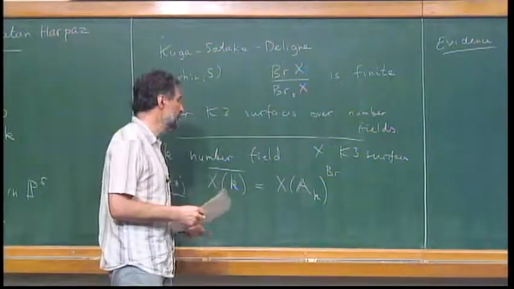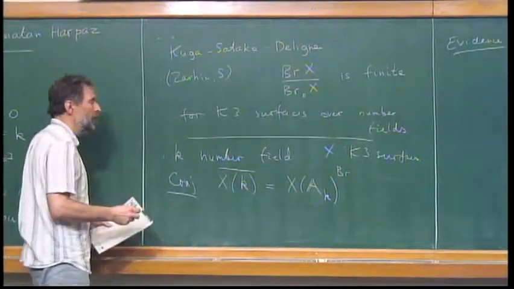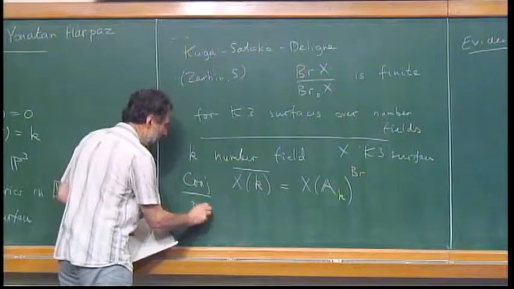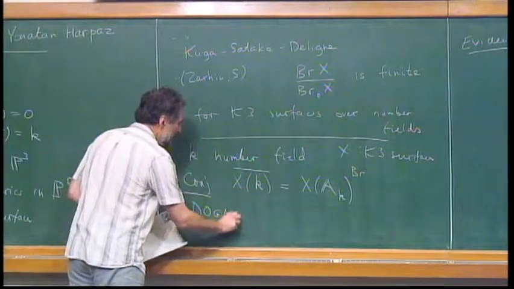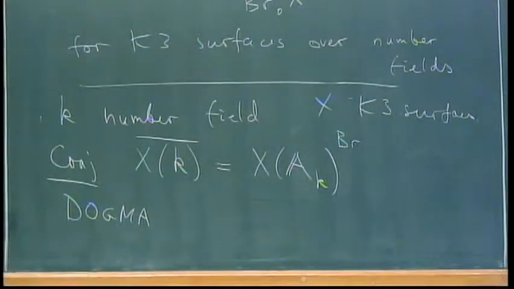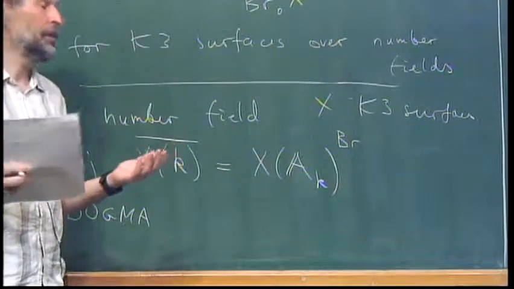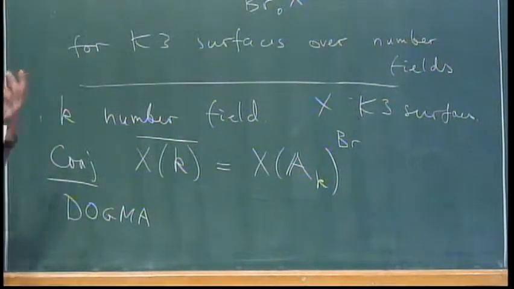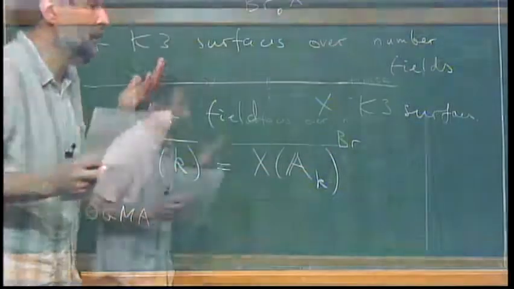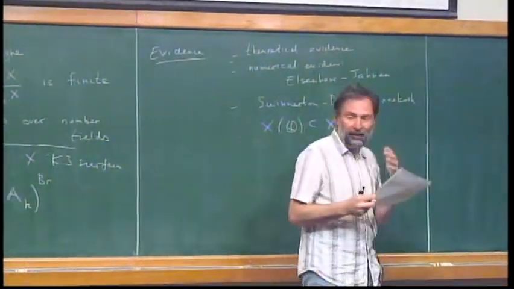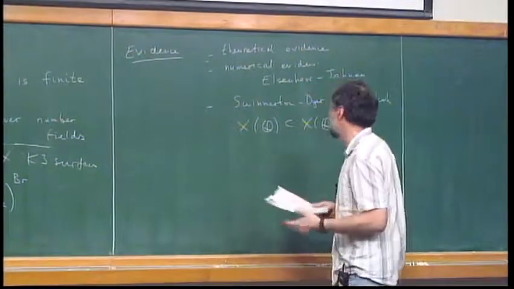But anyway, I heard from at least one colleague who referred to this conjecture as a dogma. So I guess the difference between a conjecture and a dogma is that a conjecture is something which you think should be true because there's so much evidence, and a dogma is something which you rather tend to believe in because you don't have anything else to believe in.